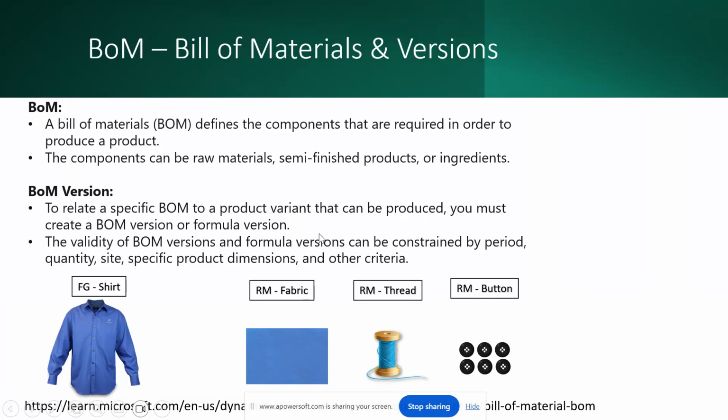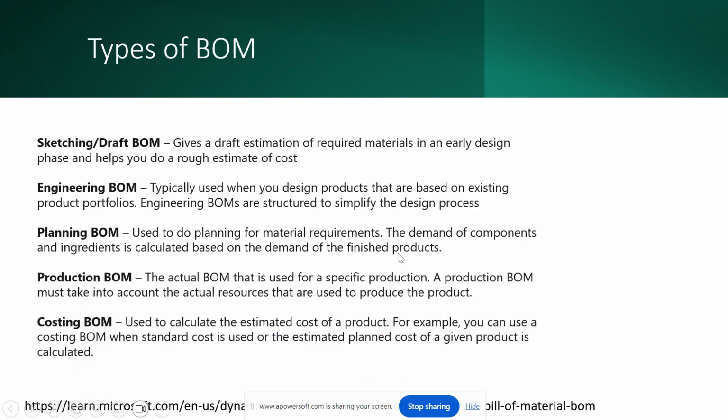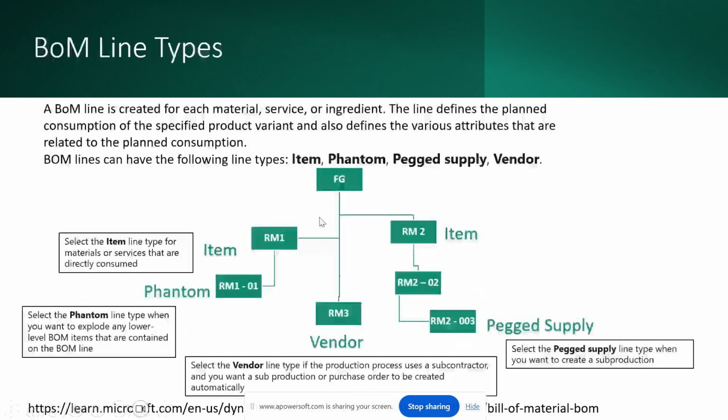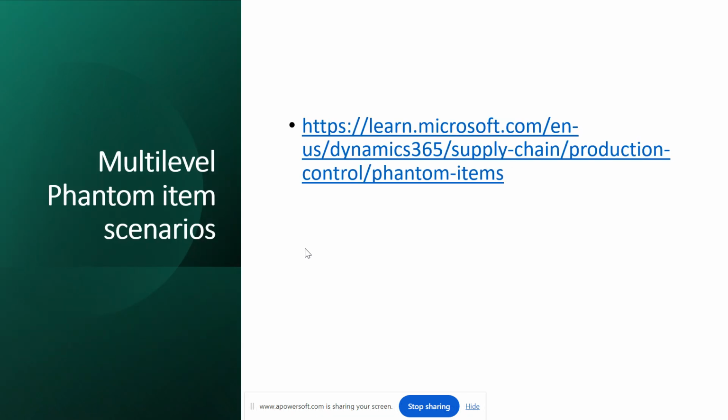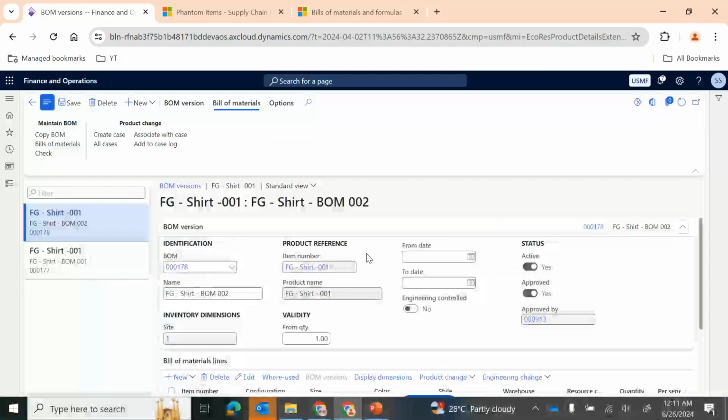We saw how to create a BOM version along with the constraints. We talked about types of BOMs, and we also explained in detail what BOM line types are. BOM line types are very important whenever you are doing the explosion of the BOMs. I also strongly recommend you go through the multi-level phantom item scenarios as explained in Microsoft Learn. So let me go back and save this.